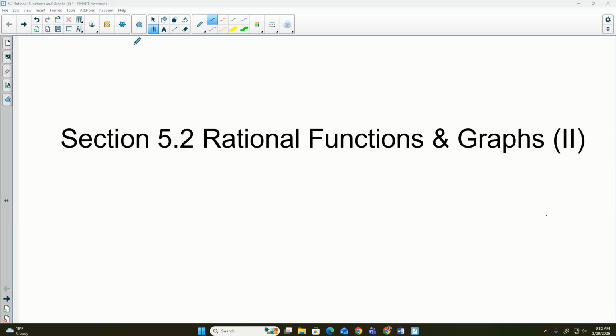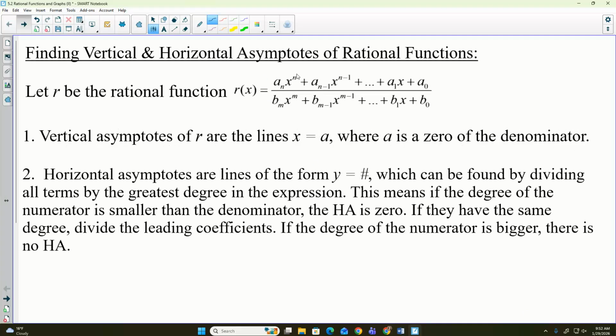So, I printed these notes so you would have all the rules here. Let R be a rational function, okay? All of this should just look kind of familiar. This is just the definition of a polynomial that we've seen before. So we said yesterday that a rational function is just dividing two polynomials. Okay, so polynomial divided by a polynomial.